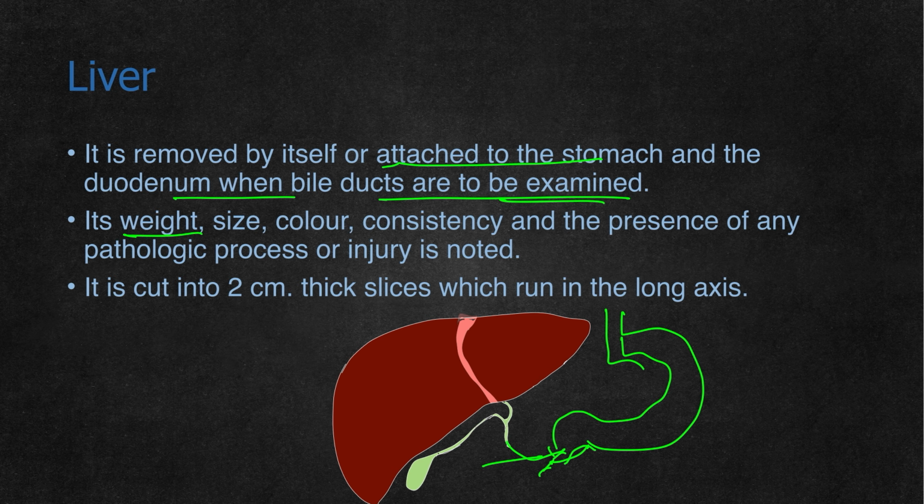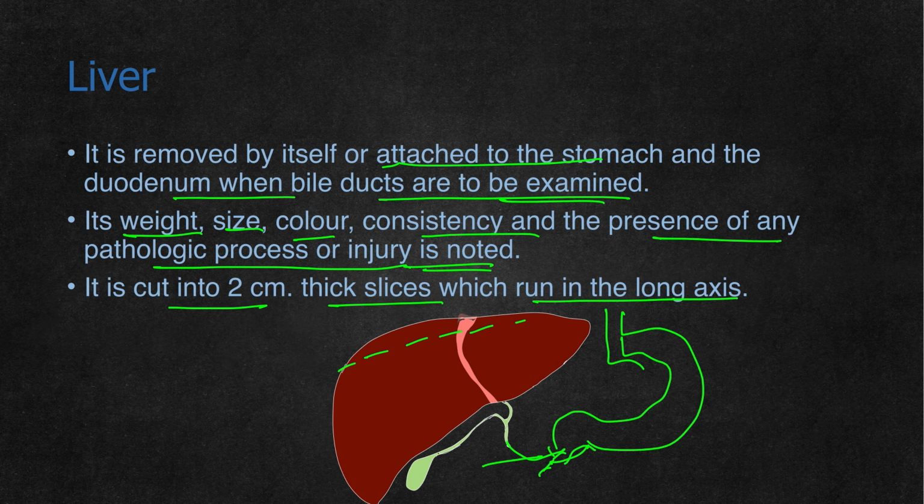After dissecting the liver separately, its weight, size, color, consistency and the presence of any pathological processes or injury is noted. It is cut into 2 cm thick slices which run along its long axis. Usually every major organ is dissected along its long axis about 2 cm apart.